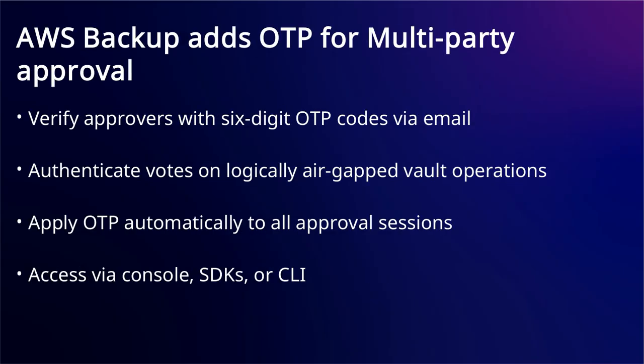Unauthorized access to backup vaults poses a risk to data protection, particularly when approval processes lack strong identity verification. AWS Backup now addresses this by requiring OTP verification for multi-party approval on logically air-gapped vaults. You verify approvers with a 6-digit OTP code sent to their registered email address in AWS IAM Identity Center. You authenticate votes on logically air-gapped vault operations, ensuring only verified approvers can authorize protected actions.